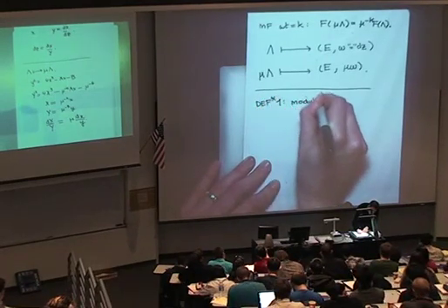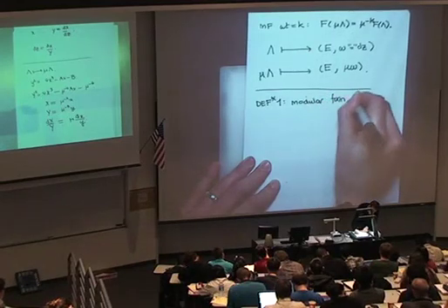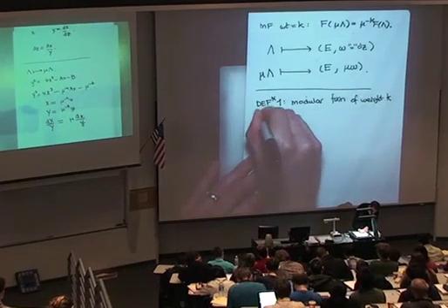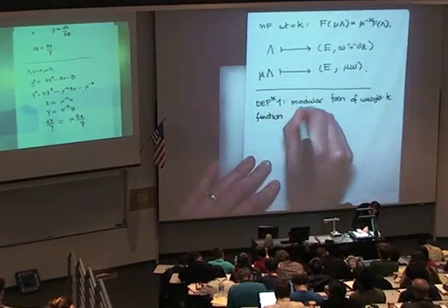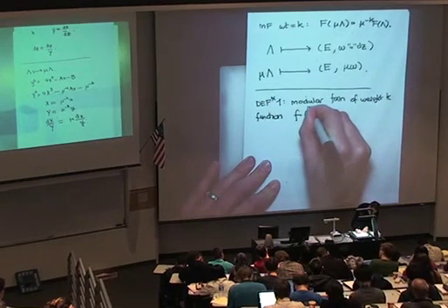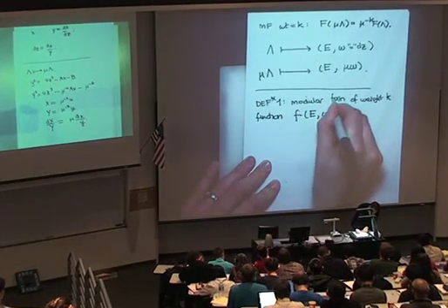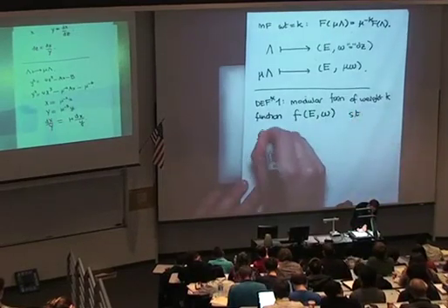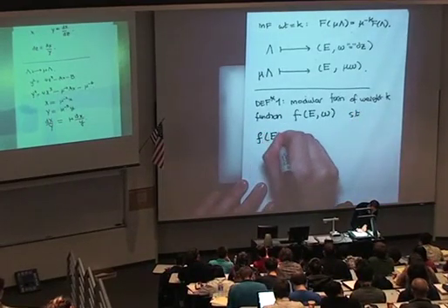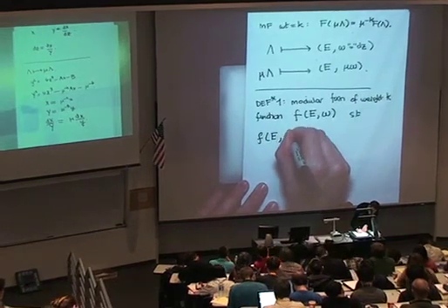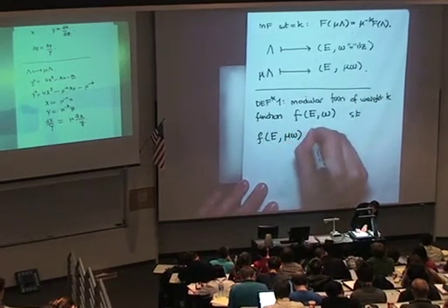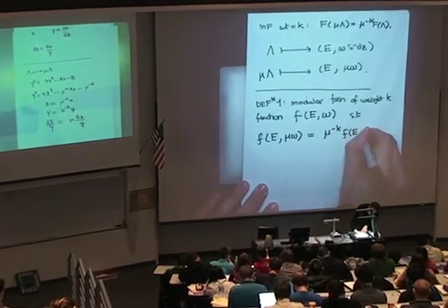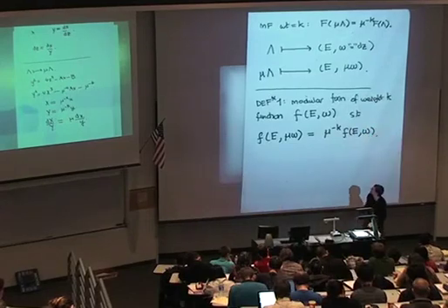So now a modular form of weight k is a function f. Well, it's a function on elliptic curves together with a differential such that when you scale the differential by mu, this is equal to mu to the minus k times f of e omega.